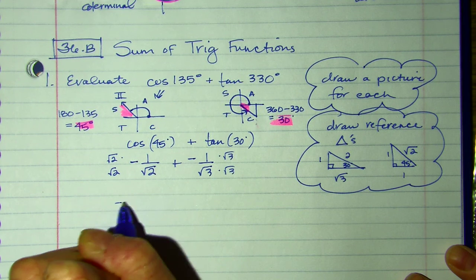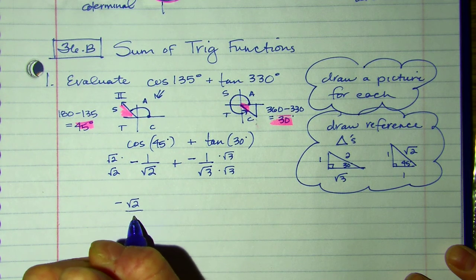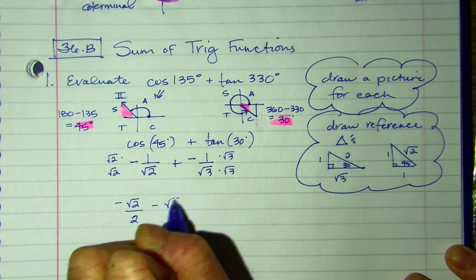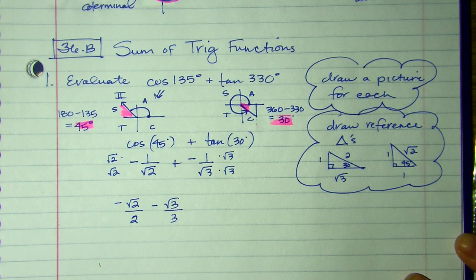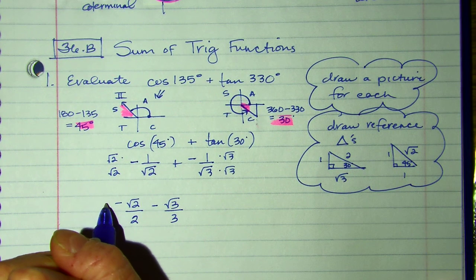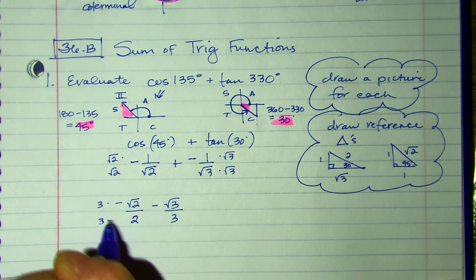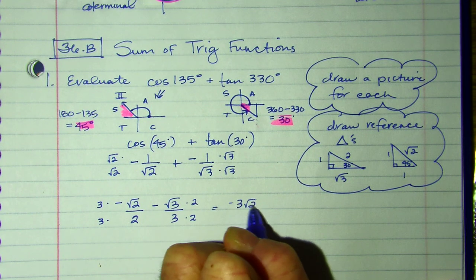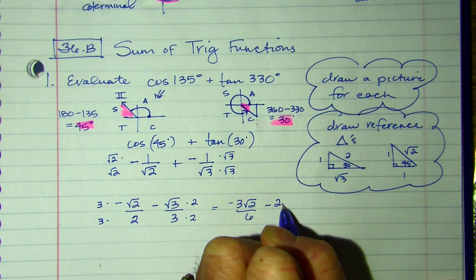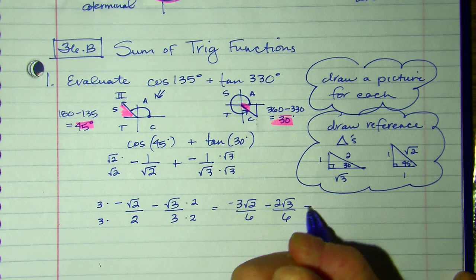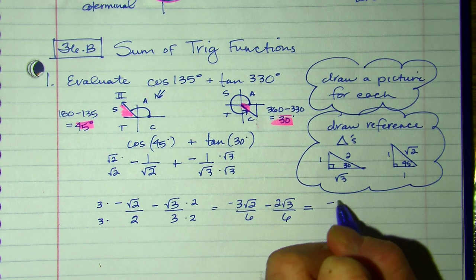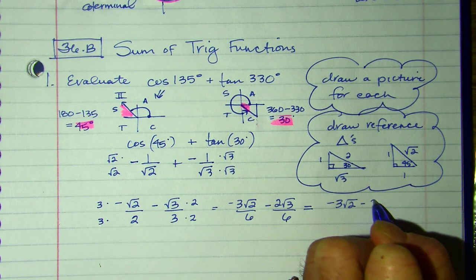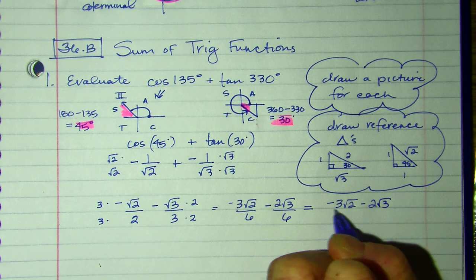So I have negative root 2 over 2 minus root 3 over 3. Okay, now I'm going to go ahead and create the same common denominator. So I'm going to make these both 6. So I have negative 3 root 2 over 6 minus 2 root 3 over 6. I'm going to write this as one fraction. So negative 3 root 2 minus 2 root 3 over 6.